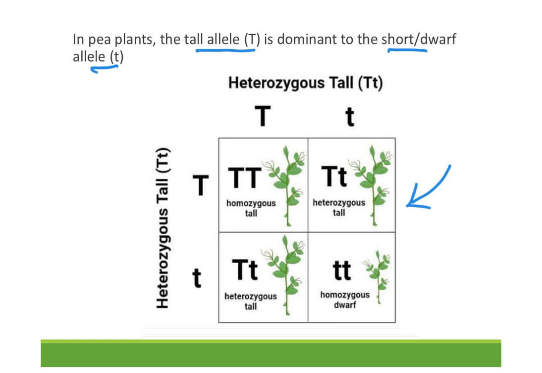So if there are two heterozygous parents, so these are our parents, one parent provides an allele with a capital T, one with a small t. The other parent also is heterozygous, so it gives a capital T and a small t.